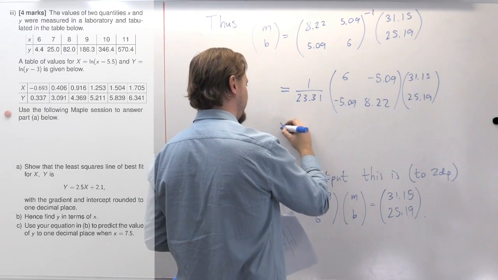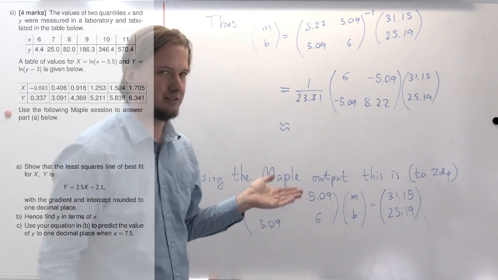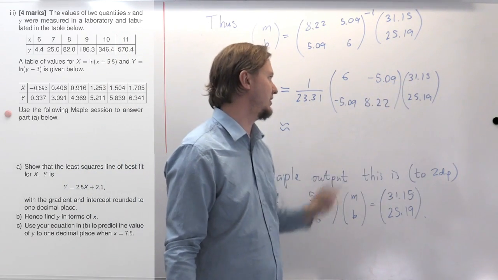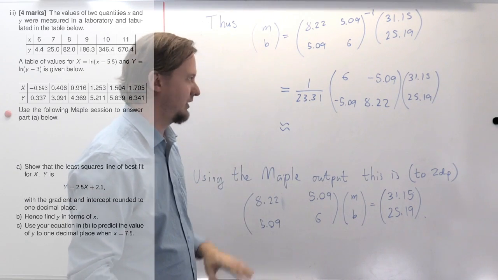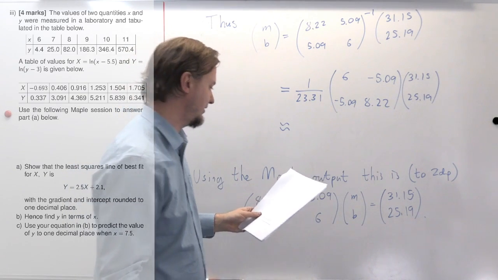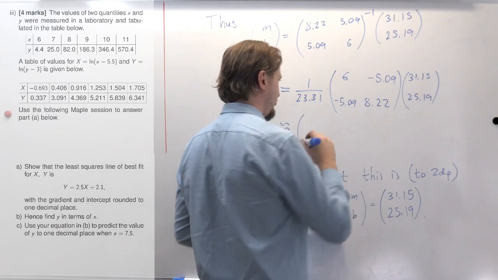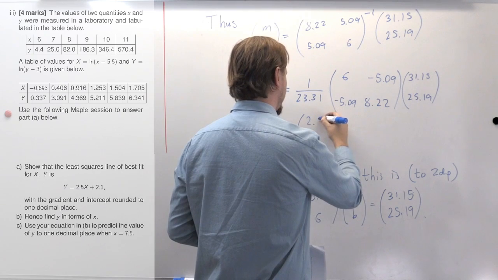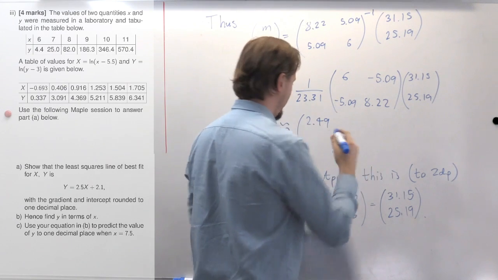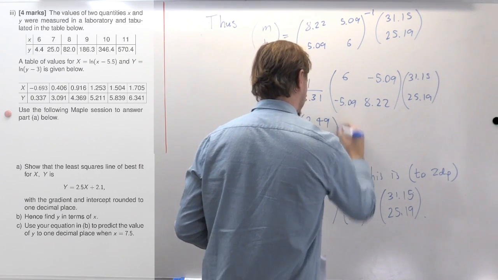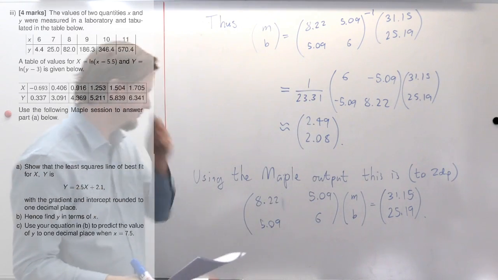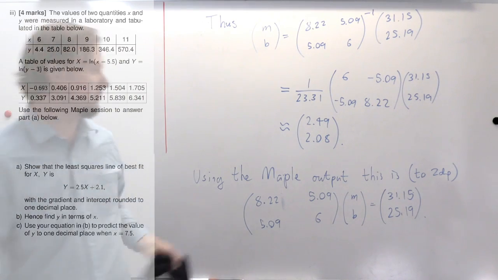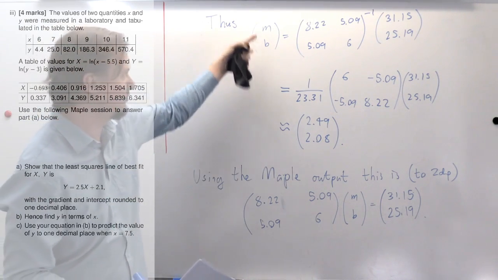Now, if you plug this into your calculators, this isn't going to be a nice number. It'll be 6 times that minus 5 times that, divided by this. I doubt you're going to get a nice number, so I'm just going to truncate the approximation, approximately to 2 decimal places. I got 2.49 and 2.08. And that will allow us to answer the first question, because these were the parameters we wanted. I said it was mx plus b.